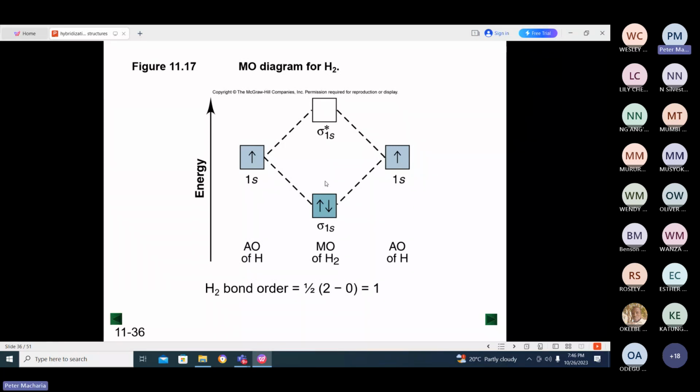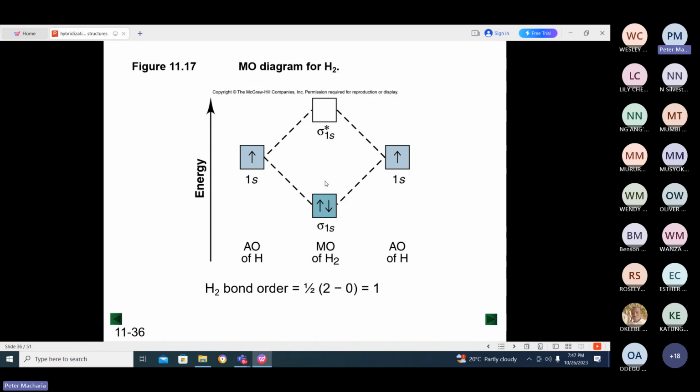One molecular orbital will be of lower energy. It will be down, and it is what we call a bonding molecular orbital, the one at the bottom, shown as sigma. Then on top, we have sigma star, showing the antibonding orbital when the two combine.